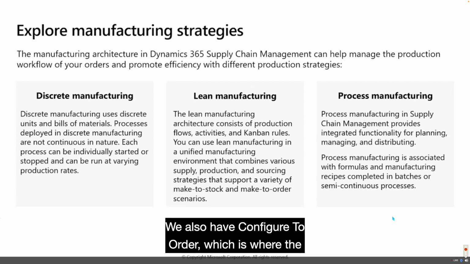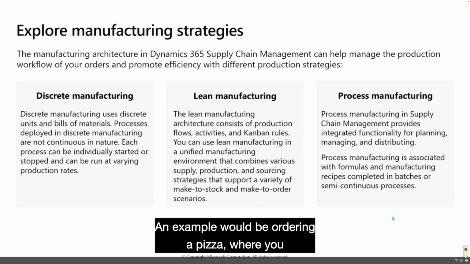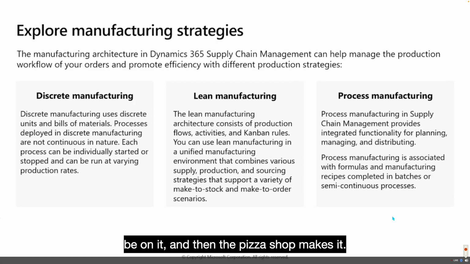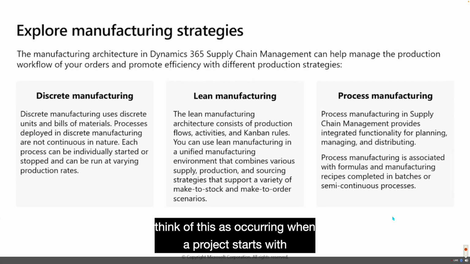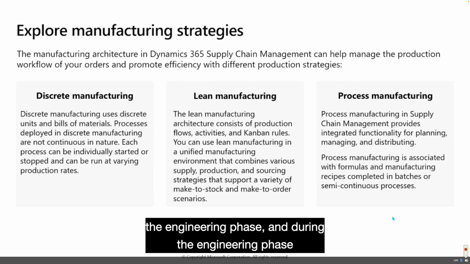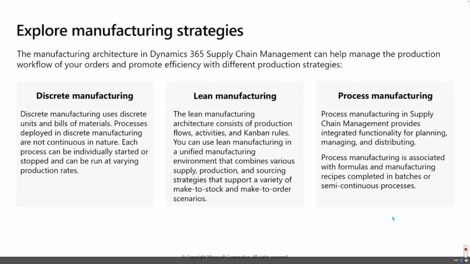We also have configure to order, which is where the customer is able to choose features or requirements for the product and then have the product assembled accordingly. An example would be ordering a pizza, where you choose which ingredients you would like to be on it, and then the pizza shop makes it. And finally, there is engineer to order, and we think of this as occurring when a project starts with the engineering phase, and during the engineering phase you design the products required to fill the order.